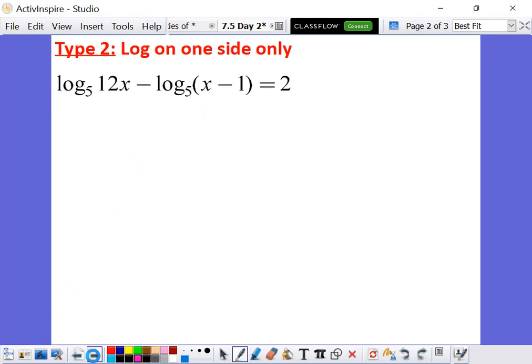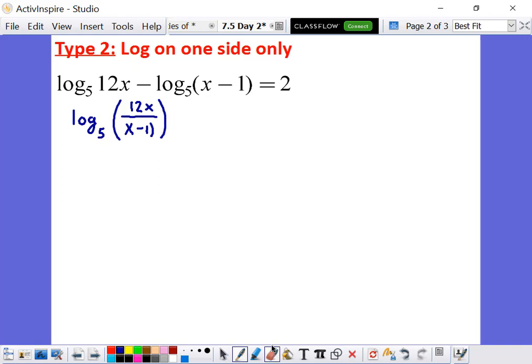This is a type of log equation where you have logs on one side and one side only. Okay? So the way we would approach this is very, very similar to what we did in the last example. We're going to take the two logs on the left-hand side and combine them into one. Since those logs share the same base and they're separated by a subtraction sign, we're going to apply the quotient property where we take 12x and divide it by x minus 1.